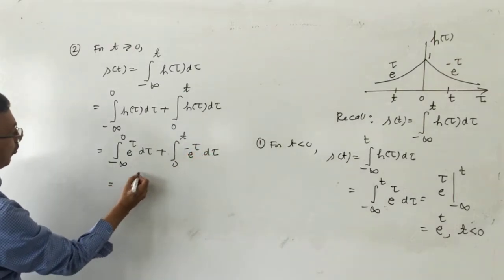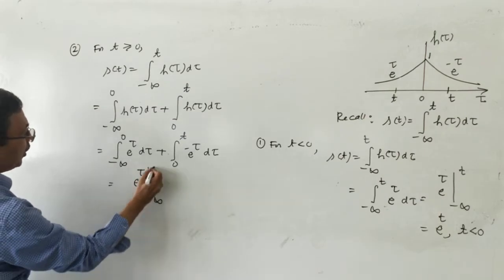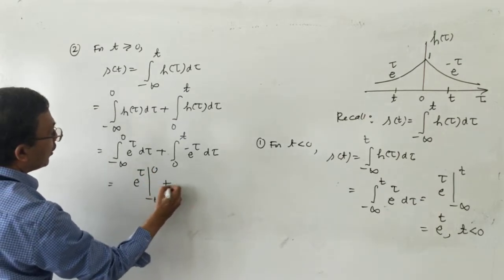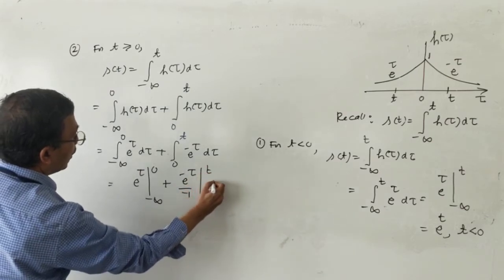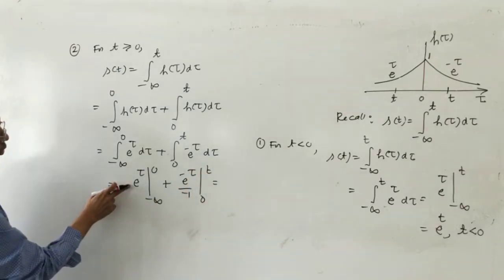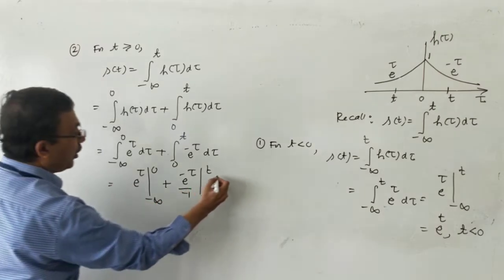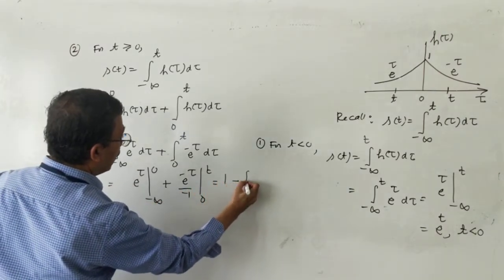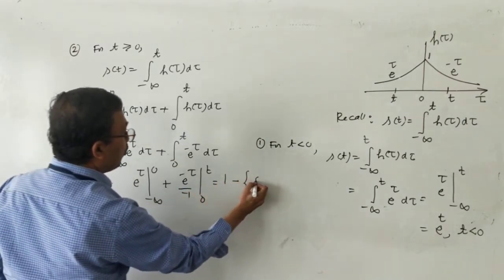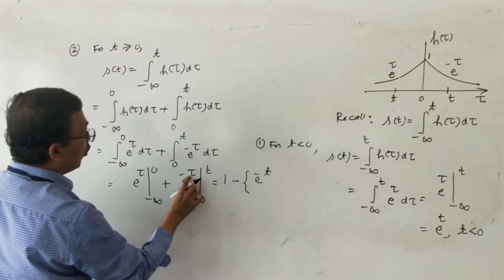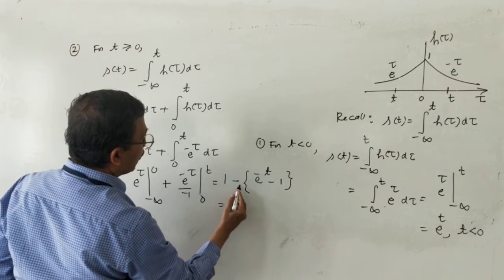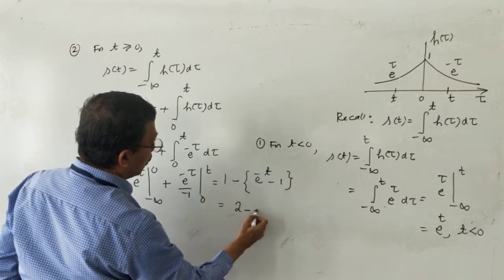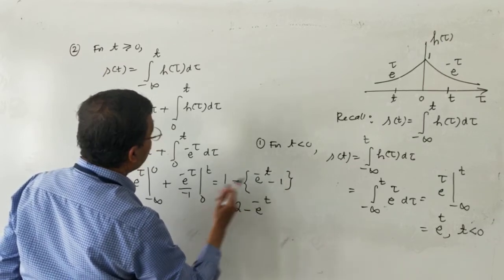Integrate this, you get e power tau between minus infinity and 0. Integrating this, you get e power minus tau by minus 1 between 0 and t. If you put tau equal to 0, you get 1. E power minus infinity is 0. So 1 minus, put the limits now, e power minus t, tau replaced by t. E to the power 0 is 1. So this now becomes 1 plus 1 is 2, 2 minus e power minus t.